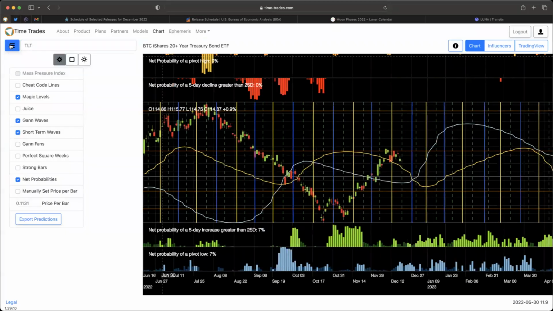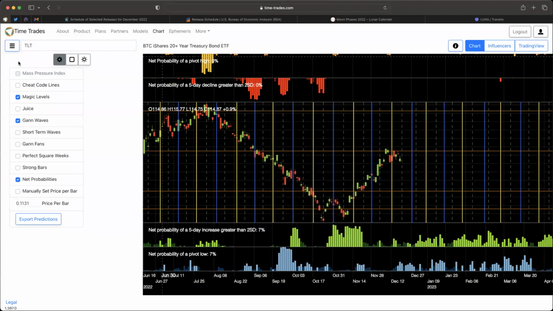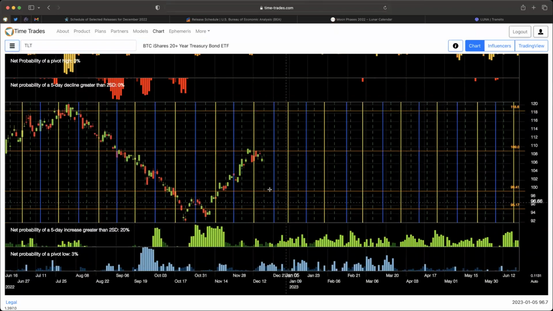I am going to turn off short-term waves here just so it's a little bit clearer. But bonds paused up here at this magic level at 109. So it looks like it's going to have to take a bit of a pause, maybe come back, regain some energy. We've got a pivot low here, December 23rd. And then we can see accelerating probabilities of moves up into the new year.